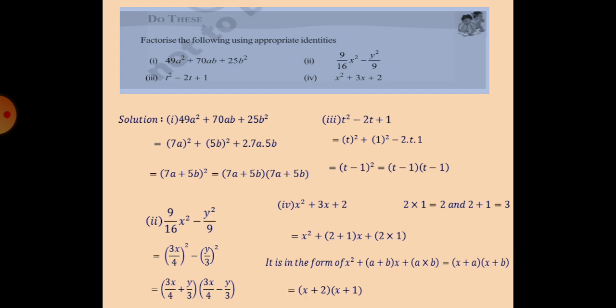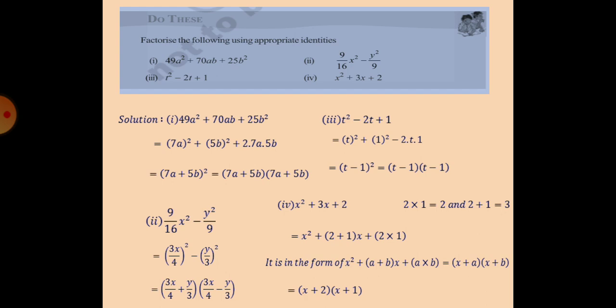Now the fourth one is x square plus 3x plus 2. Here you can understand that in the fourth identity, the last one is product, the middle one is sum. So this is 2 into 1 and the middle one is 2 plus 1. So this is in the form of x square plus a plus b of x plus ab is equal to x plus a of x plus b. So we'll write this as x square plus 2 plus 1 of x plus 2 into 1. So here a is equal to 2 and b is equal to 1.